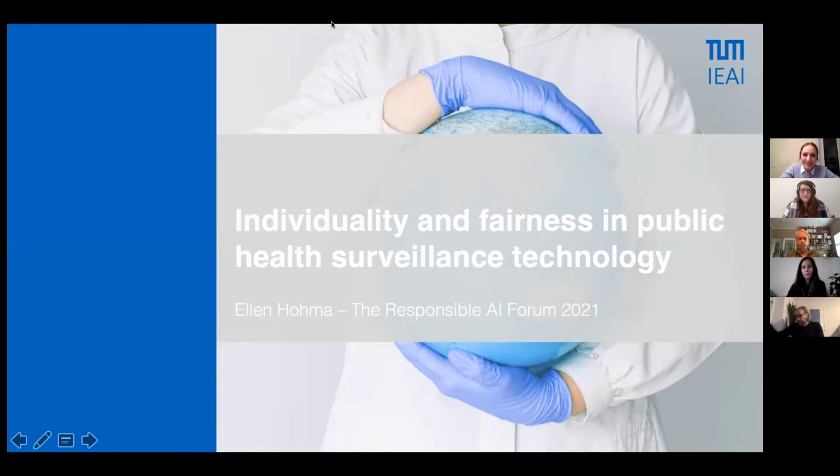And I can see that we're currently 12 participants in this session, and even us 12 people thinking about it for 5 to 10 seconds, my wild guess would be that we came up with at least 20 to 30 unique definitions of fairness. And that's kind of the problem that we wanted to target in our study on individuality and fairness in public health surveillance technology.